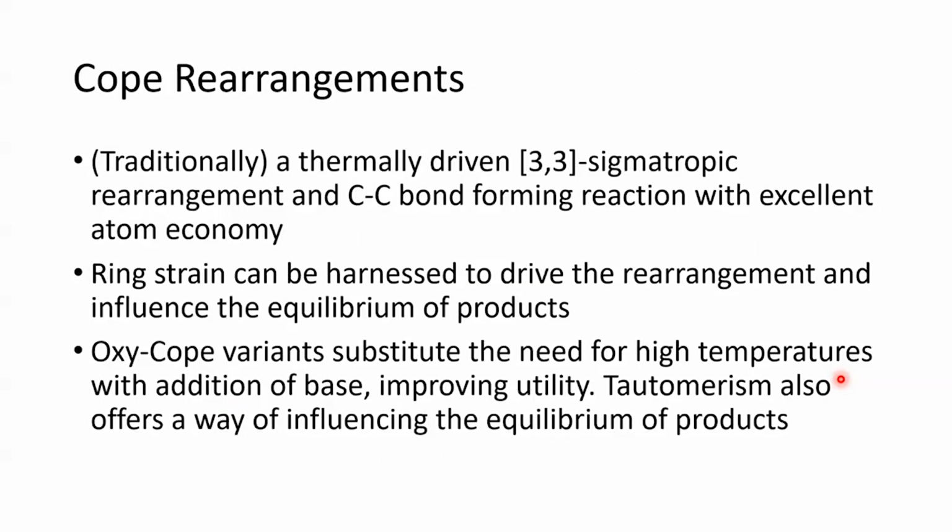So that's it for Cope rearrangements. Traditionally, it's a thermally driven 3,3 sigmatropic rearrangement, wherein you get carbon-carbon bonds formed and you get excellent atom economy in your reaction. You can harness ring strain to drive the rearrangement process forwards and influence the equilibrium of the products that you see. Later, there was development of the Oxy-Cope variants of the reaction, and these did away with the need for really high temperatures by substituting in a base to form an alkoxy species. Given you had that alkoxy functional group, typically adjacent to a double bond, this gives you keto-enol tautomerism, which is another way of influencing the equilibrium of the products that you see.